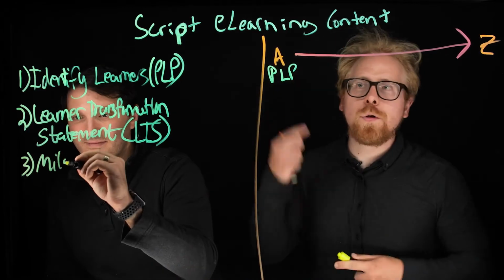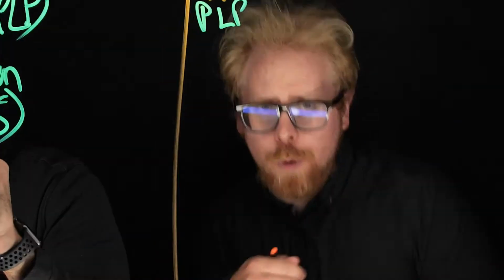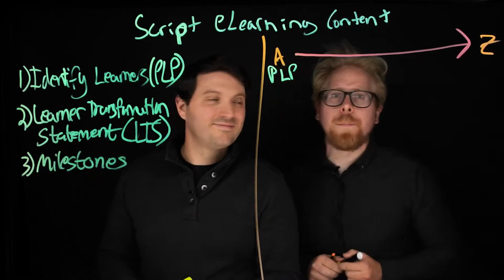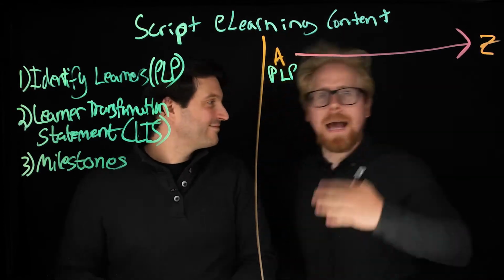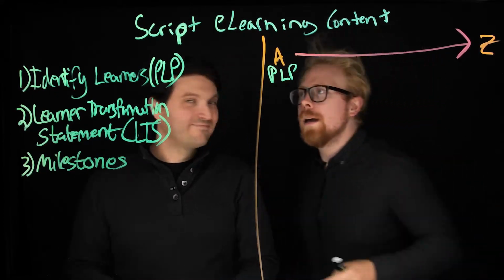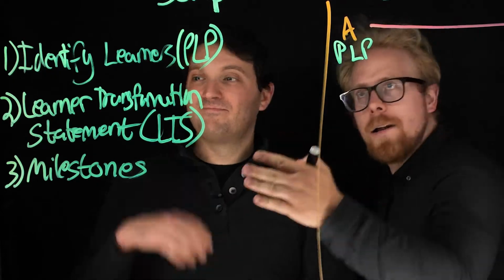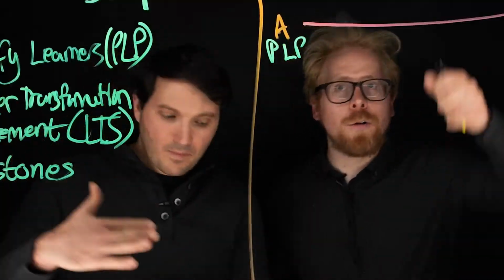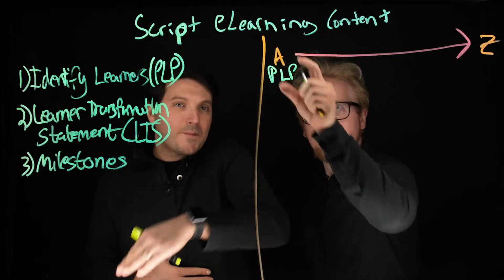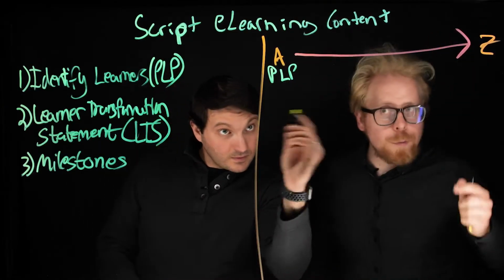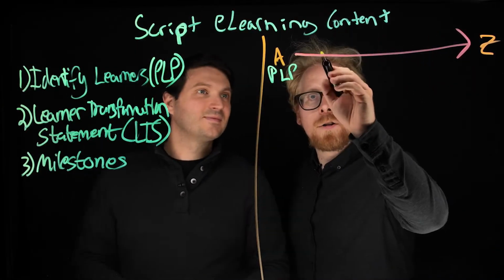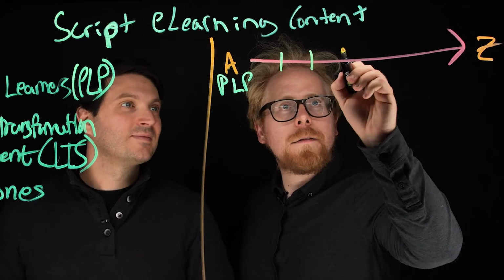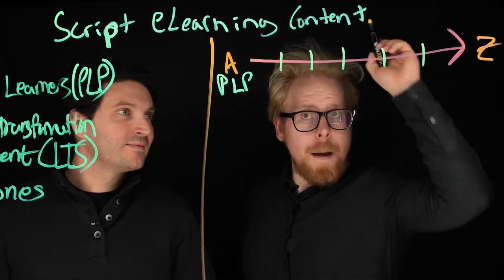Number 3 is your milestones. This is similar to learning outcomes. What is a milestone? We have a whole video all about it, but this is what your PLP actually learns along the way. So now that you've identified your learners, you have that LTS, your script follows all of this. So your script starts with the A, it ends with the Z, and then you're gonna have milestones. We recommend to have 3 to 5 milestones.